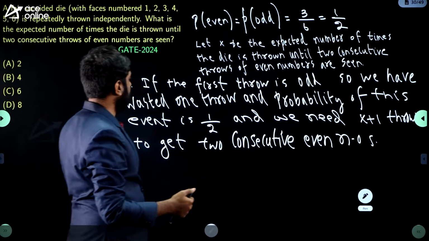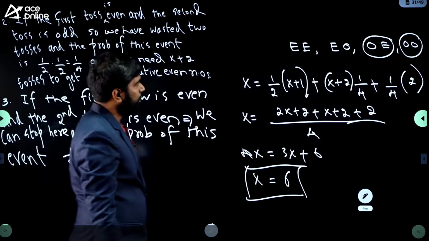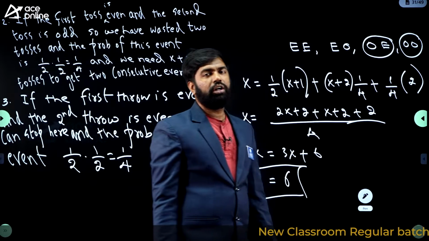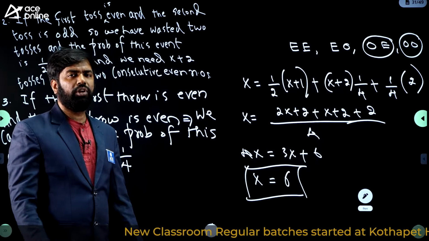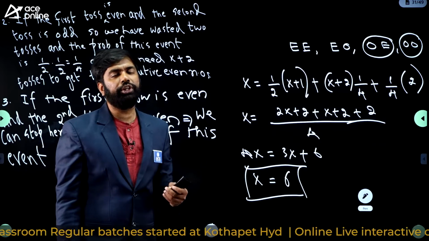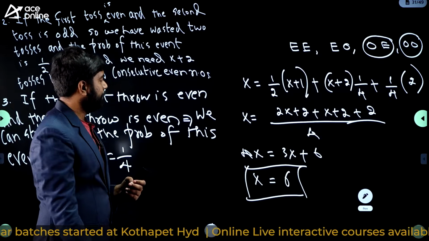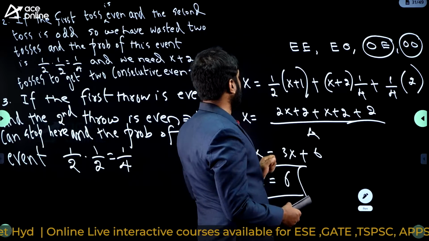I hope you would have understood this. You might be stuck again at this point, sir, only the first toss is odd, why not odd even, odd odd? Because if the first toss is odd, that is not favorable to us. We need again x more tosses to get 2 consecutive even numbers. So, now why you might feel like, why did you equate this?